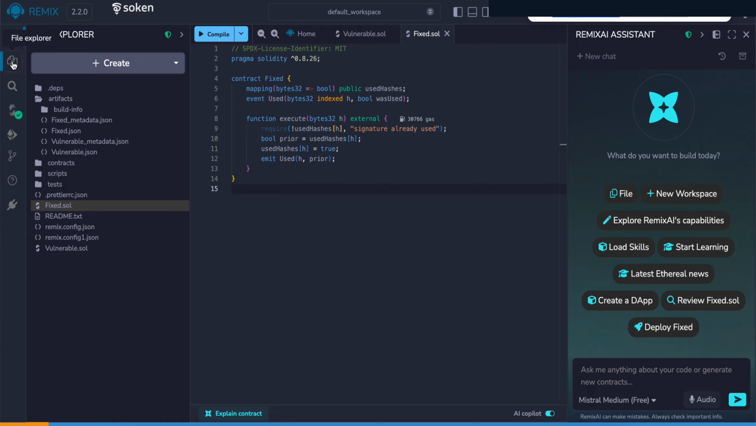This pattern is mandatory for every limit order DEX, every meta transaction relayer, every account abstraction wallet that accepts user-signed permits.